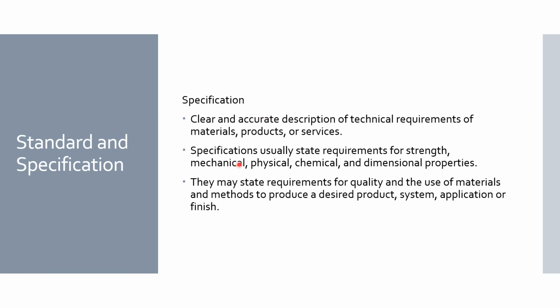These are pretty convenient if you have the historic specifications for all of your products or variations of your products. We refer to them and use them. It's very handy. And they may state requirements for quality and the use of materials and methods to produce a desired product, system, application, or finish. So if you think about specification, you've got to understand the other requirements. I actually want you to get this: the middle one, mechanical, physical, chemical, and dimensional stuff.